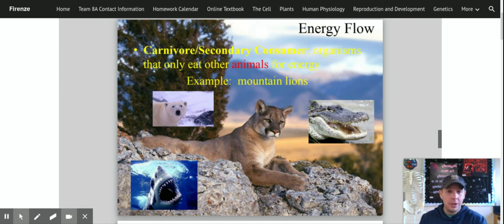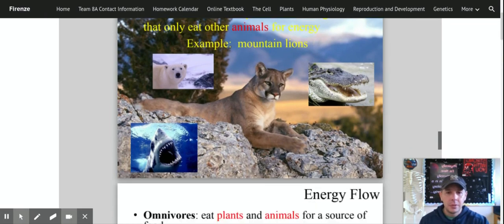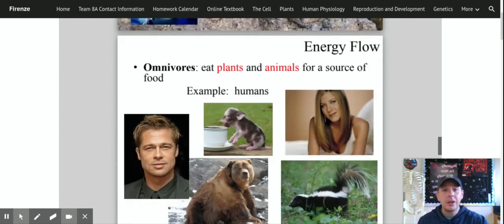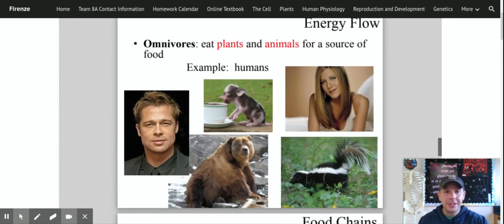Because each time an organism eats another one, less energy is being passed on, simply because the organisms are using that energy in order to carry out basic life functions. So we've got herbivores, which are plant eaters, and carnivores, which are meat eaters. But there are also organisms that eat both. They're called omnivores. That's us.